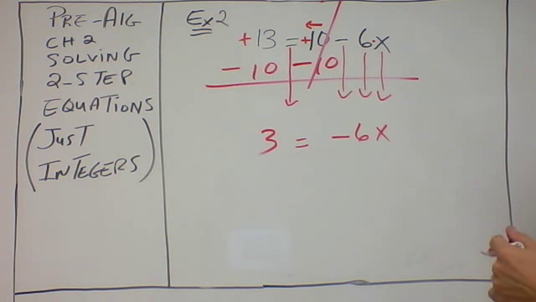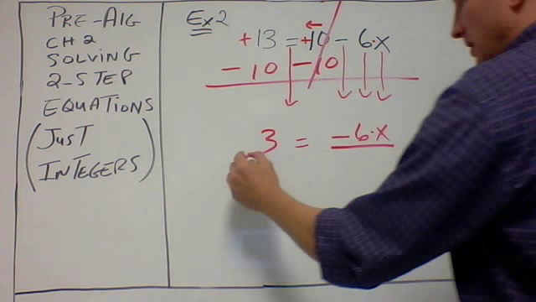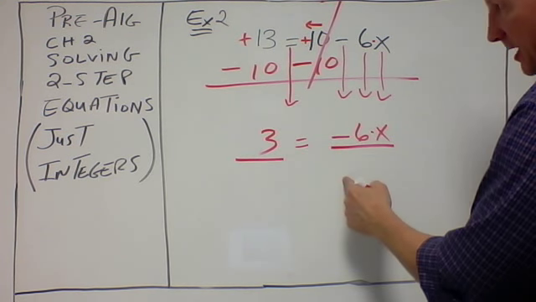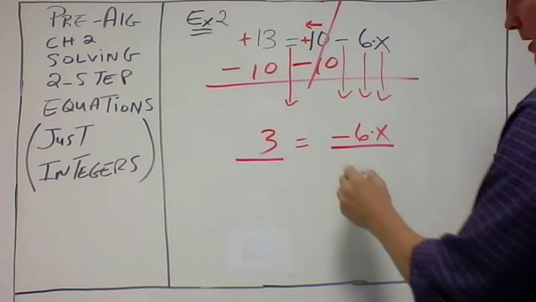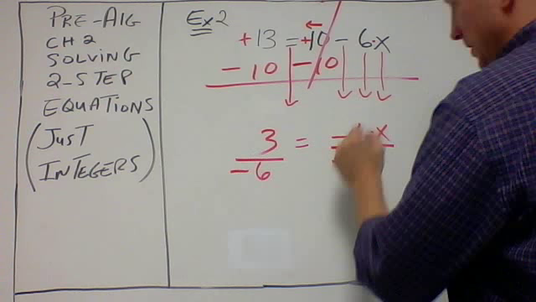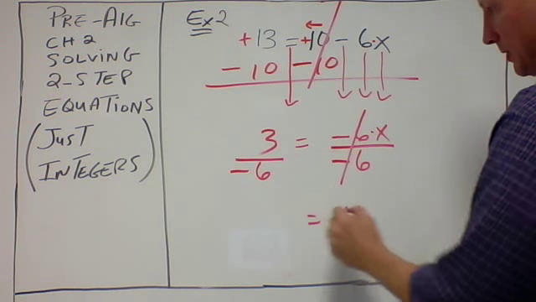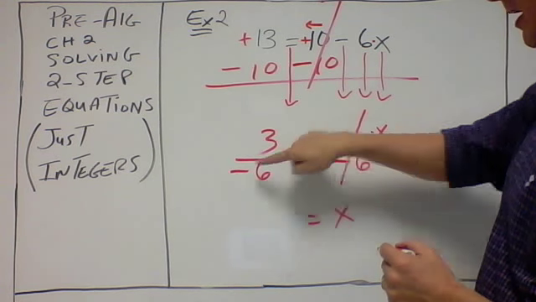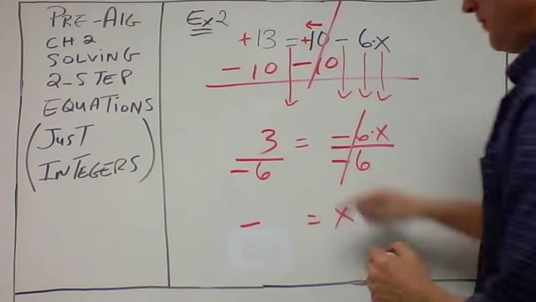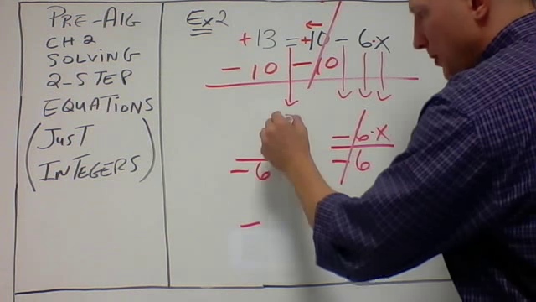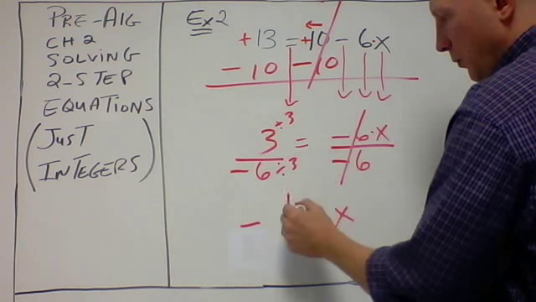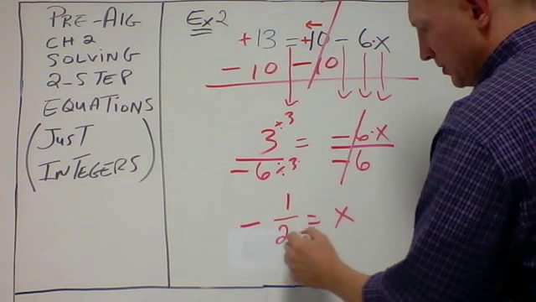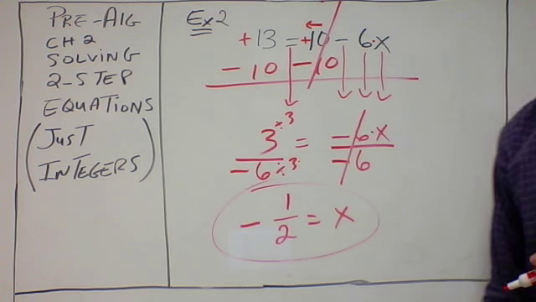And now from here, I know that's multiplication. The inverse is division, and I divide by the same sign. Not like addition and subtraction where it's the different sign. So divide by negative 6, gone. X equals a positive divided by a negative is negative. And I reduce here. Both of these numbers are divisible by 3. So 3 divided by 3 is 1. 6 divided by 3 is 2. Negative a half is my answer.